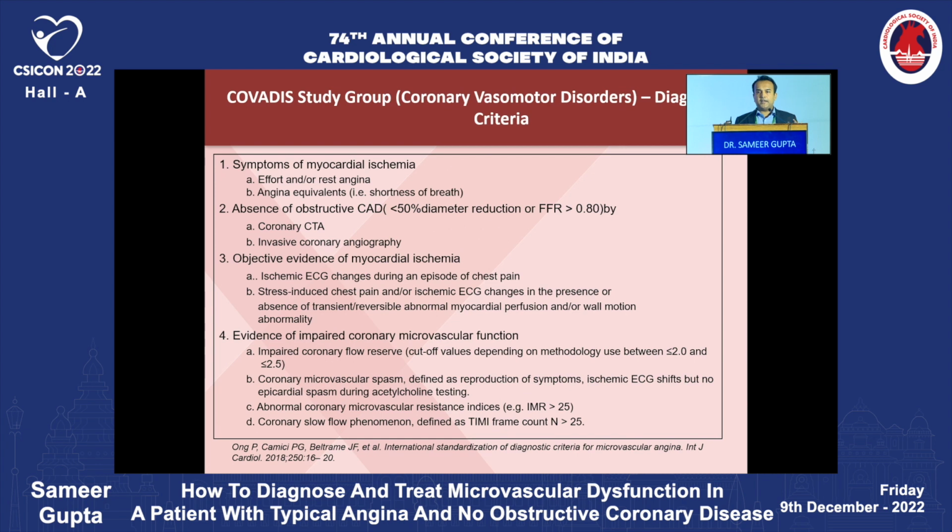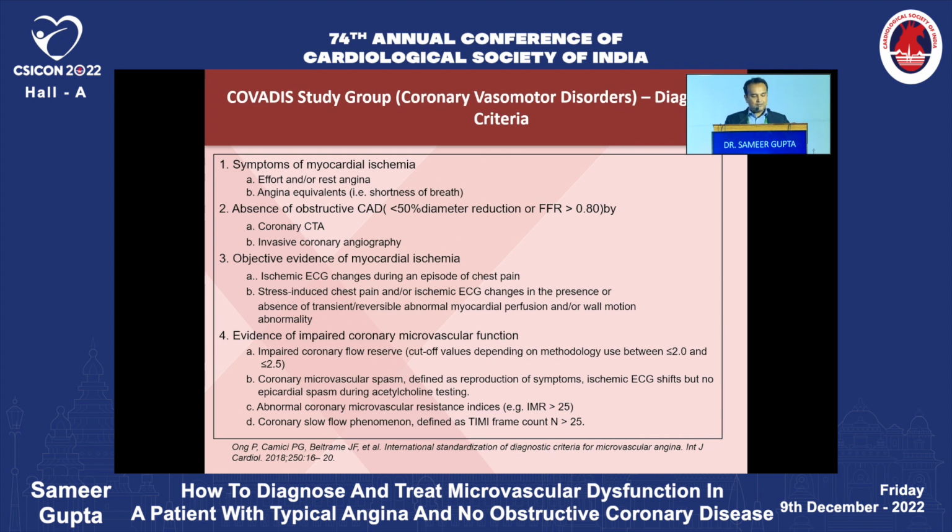So how do we define it? How do we say if somebody has microvascular dysfunction or not? The COVADIS study group was formed, which published its definition of microvascular angina and microvascular issues in 2018. There are four things you need for it to be called microvascular angina. The first, symptoms of myocardial ischemia. This could be effort or at rest, angina or angina equivalents. Second, absence of obstructive CAD. Third, objective evidence of myocardial ischemia. And fourth, evidence of impaired coronary microvascular function.